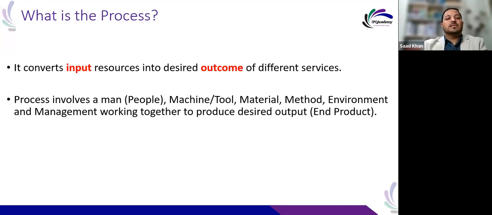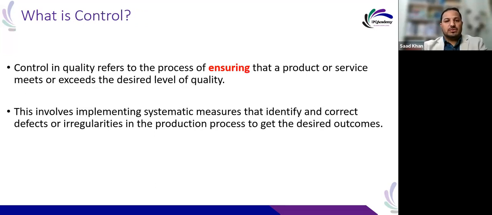So this process requires a lot of things to get a desired outcome from the different sources of input. And what is control? Control basically means ensuring that the product or the service which we are trying to give is meeting or exceeding the desired level of quality. That is the definition of control. So we use statistics to improve our processes to get control over the service which we are trying to provide. This is what the concept of statistical process control is, right?